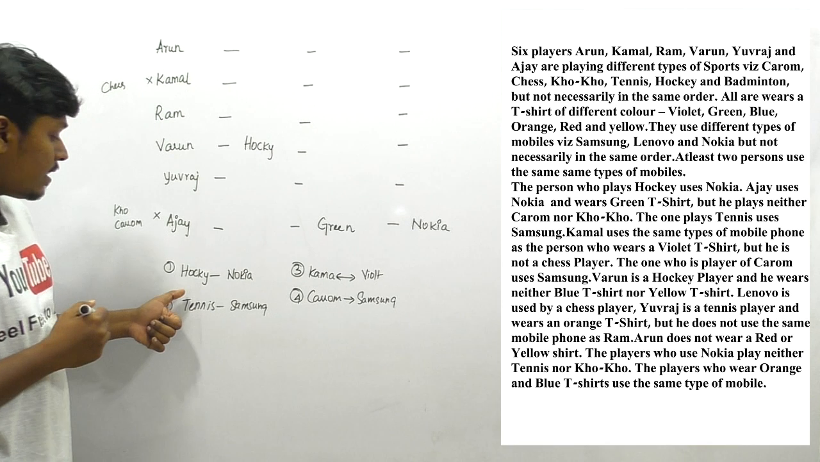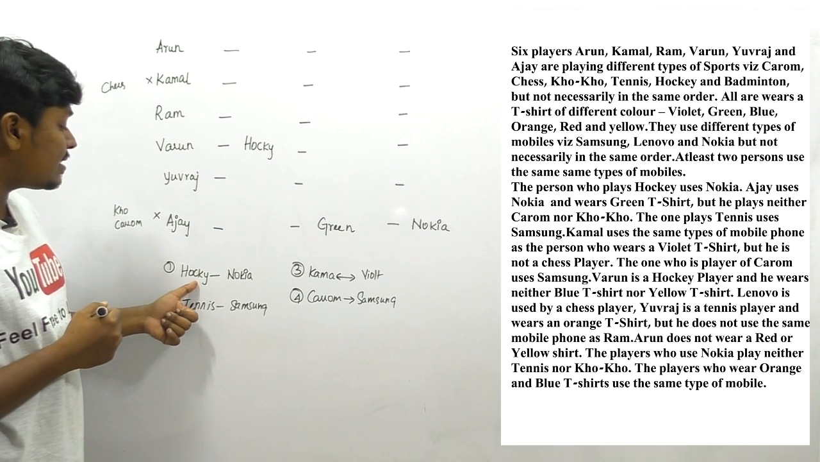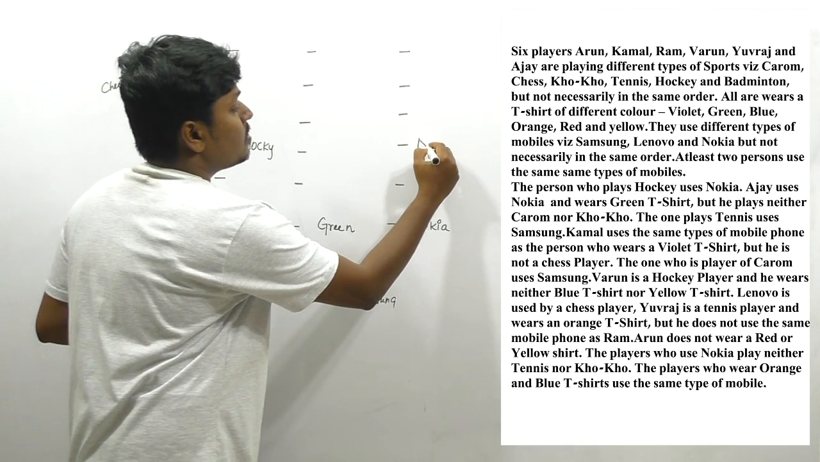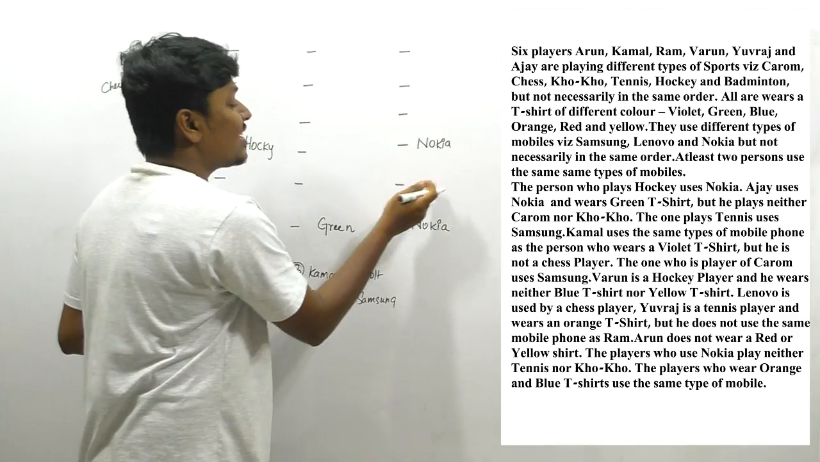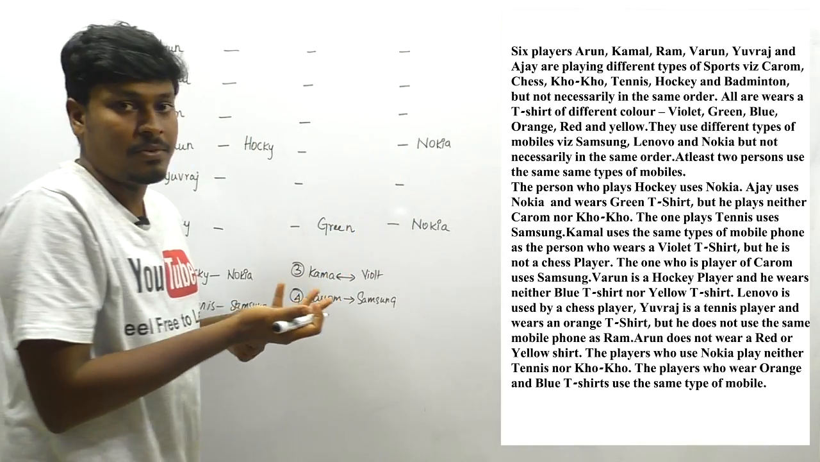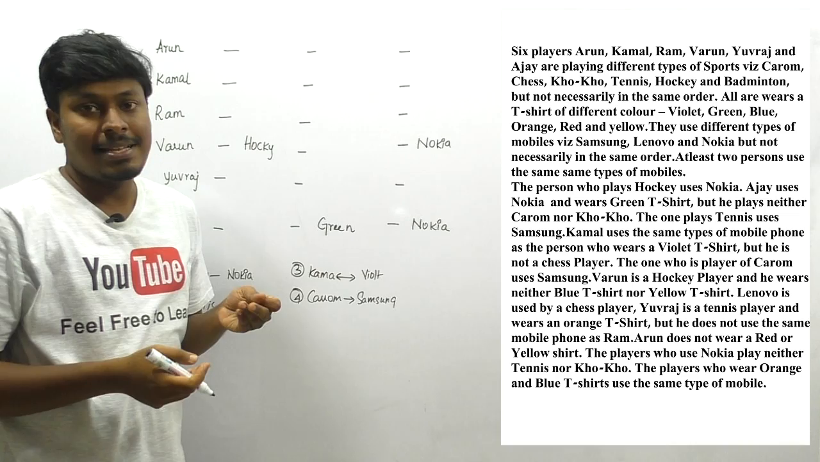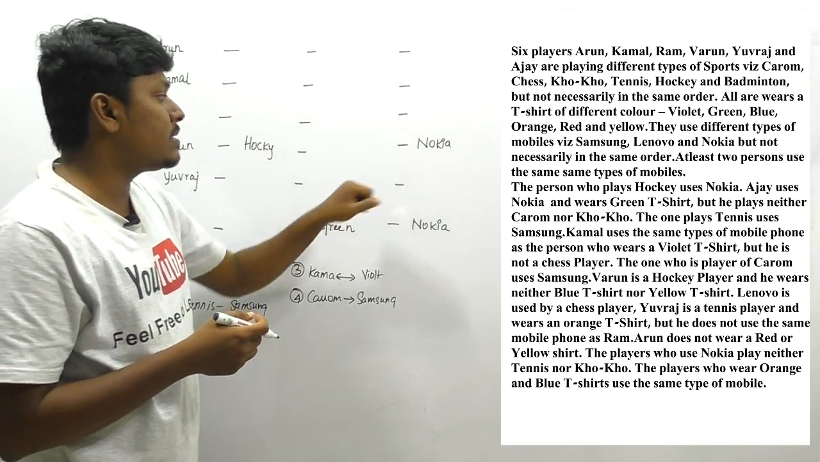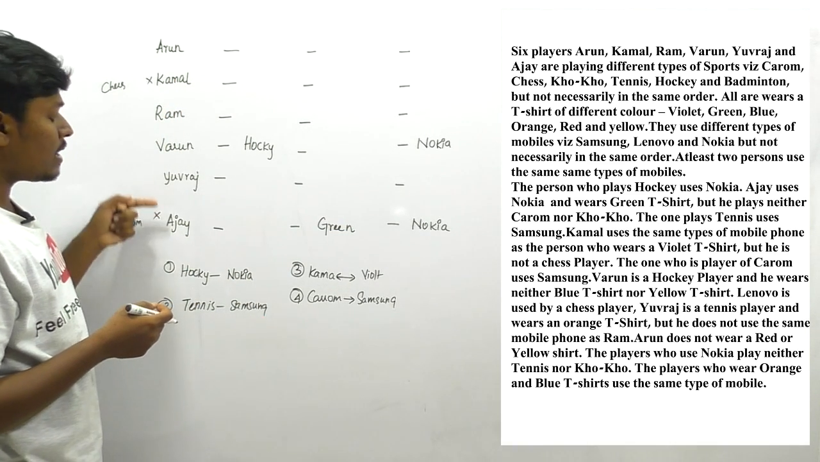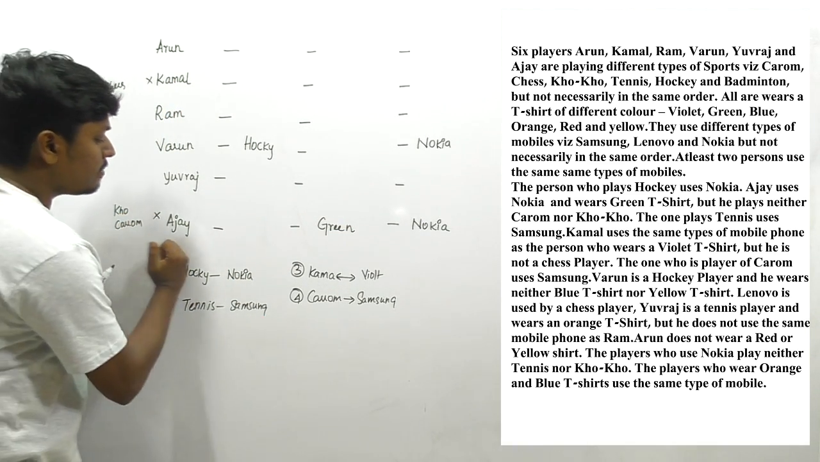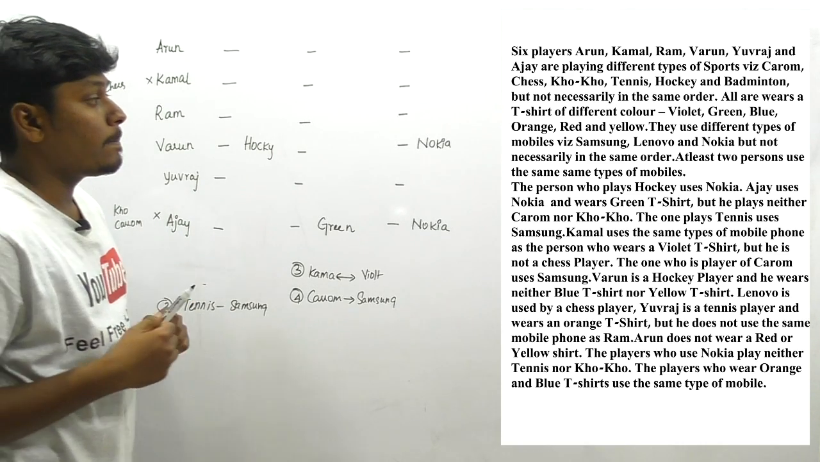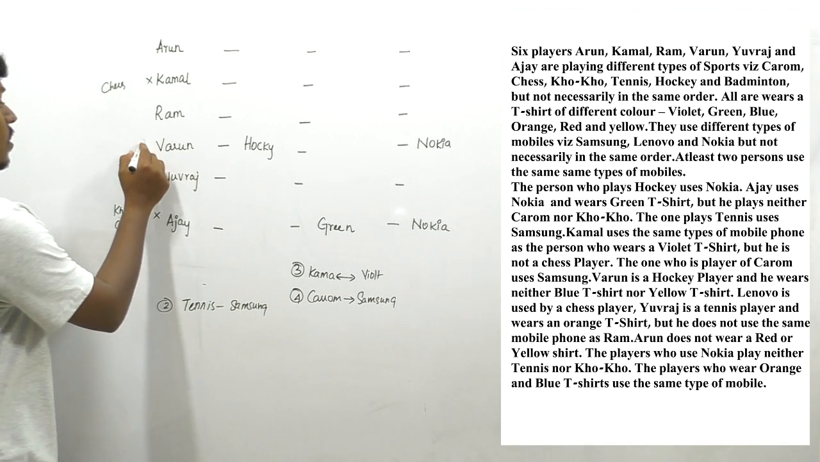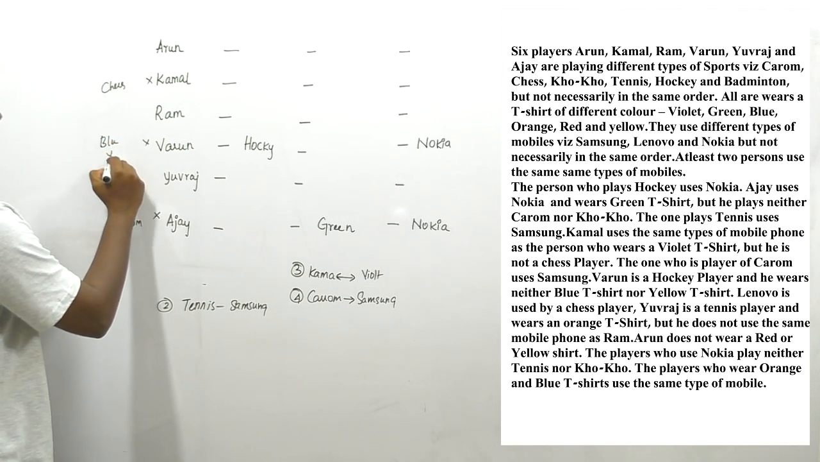Friends, listen carefully. We already know from condition number 1 that the person who plays hockey uses Nokia. Since Varun is playing hockey, Varun should definitely use Nokia. The remaining persons should use other mobile phones, because only 3 mobiles are there and at least 2 should use each, so we can't place any other person on Nokia. Now we have found that Varun and Ajay use Nokia, and we eliminate condition number 1. Varun wears neither a blue t-shirt nor a yellow one.